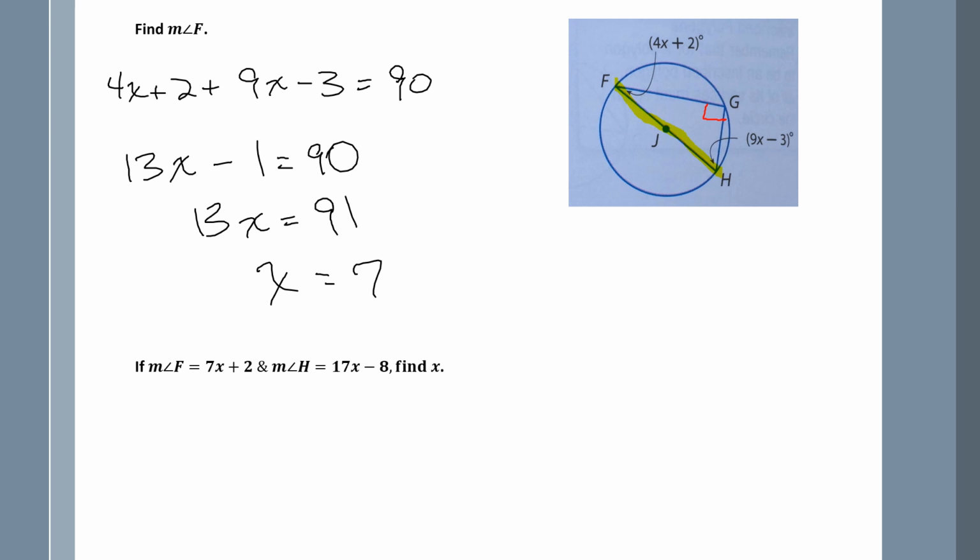Right? So angle F would be 4 times 7 plus 2, which is 28 plus 2. So that angle would be 30.